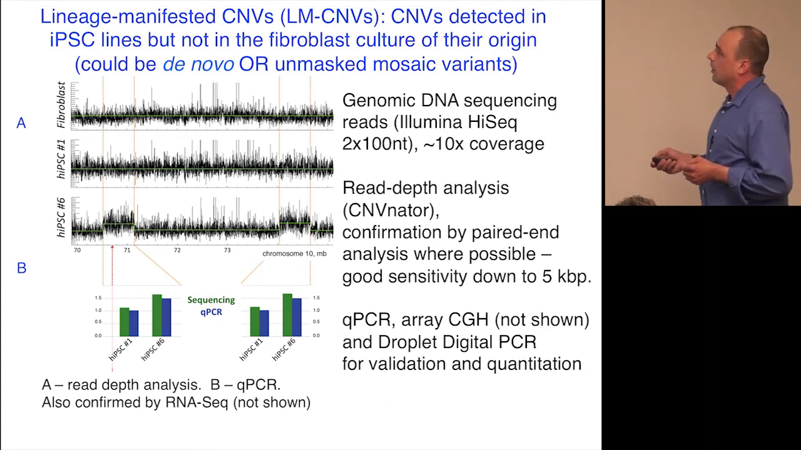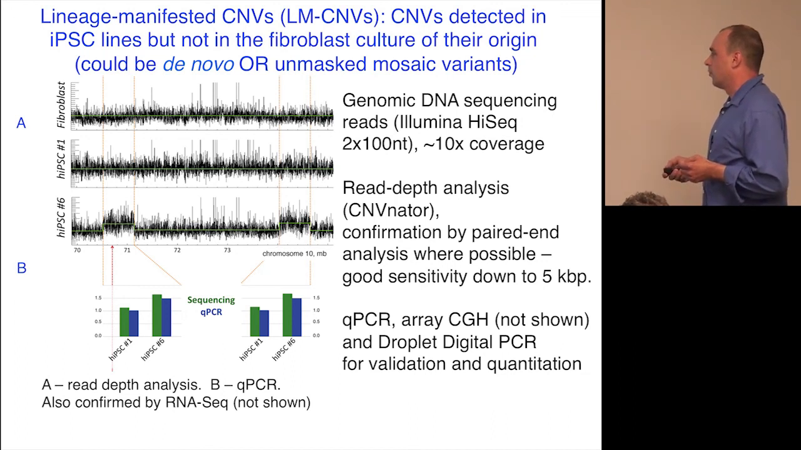This is a representative plot. We have a read depth track from the whole genome sequence data for the fibroblast DNA. And then, in this case, we show 2 iPS lines that came out of this fibroblast line, one showing no additional CNV and one showing, within just a few million base pairs, 2 additional relatively large duplication CNVs. So that was the overall discovery approach.